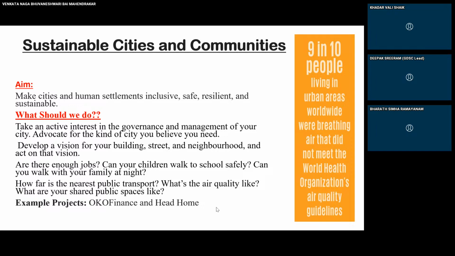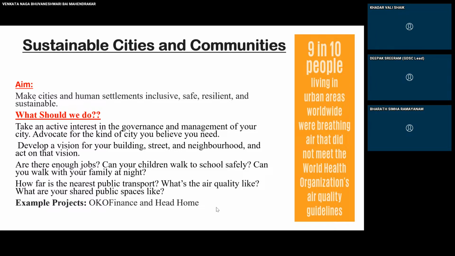Like, my society should be like this, you will be having a basic idea. So you should work on it. This is the main thing we need to do. You should develop a vision for your building, street, and neighborhood, and act on that particular vision.